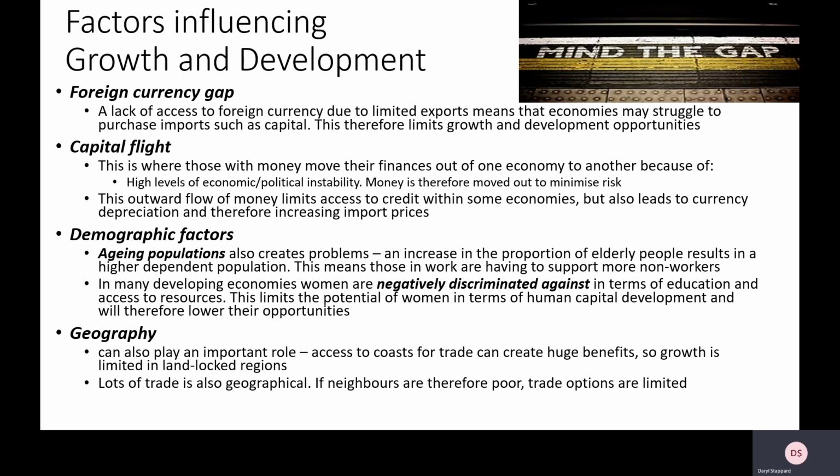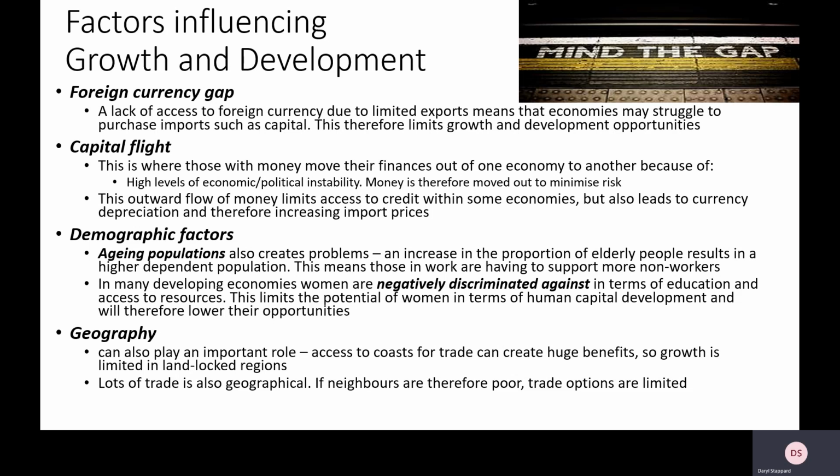And then linked to this one as well, though, is you tend to find that in developing economies, women are negatively discriminated against. They can't access education, which means they can't enhance their skills. And that holds back their human capital, which means that they can't access better paid jobs across the economy. And that means that half your workforce remain low skilled because they cannot access the skills that they need to improve.